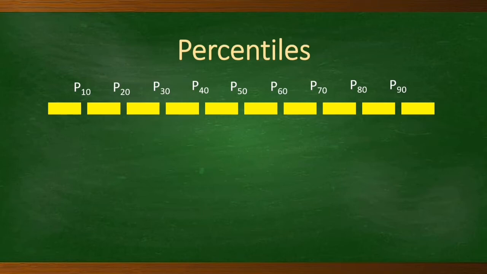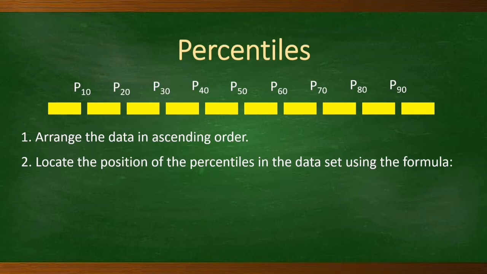Percentiles are computed in the same way as the quartiles and the deciles. First, we arrange the data set in ascending order. Then, locate the position of the percentiles in the data set using the formula position of P sub k is equal to k over 100 times quantity n plus 1 close quantity. Again, the value of k here, which is the numerator of 100, is equal to the value of the percentile that we are looking for.